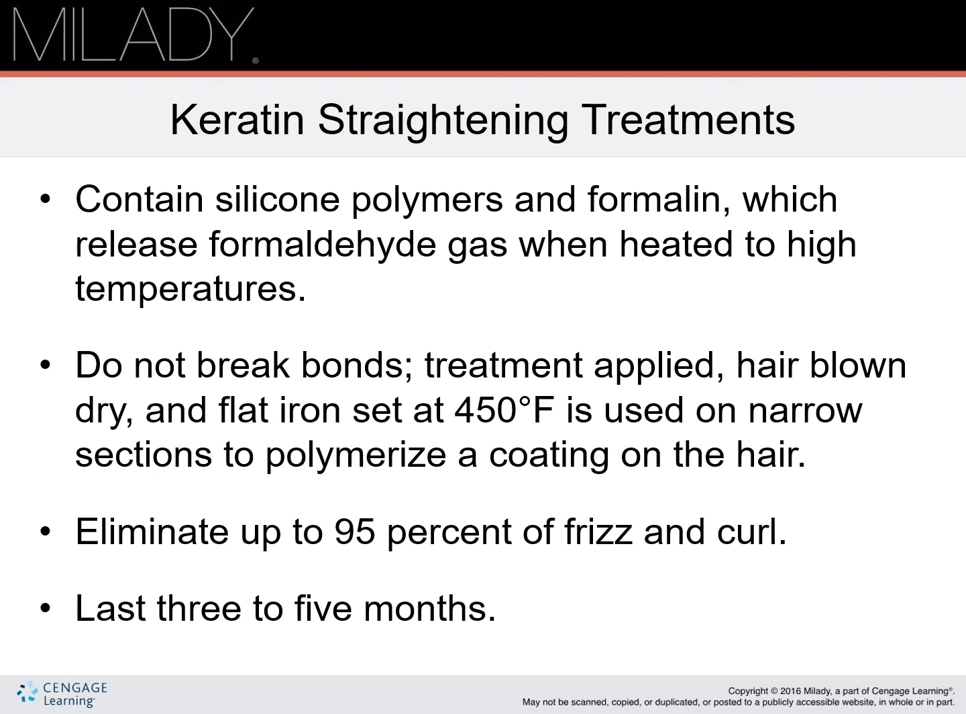So how does it work? Once the treatment is applied, the hair is blown dry and flat ironed at 450 degrees. It is used on narrow sections one by one to polymerize a coating on the hair. Each section is then flat ironed several times, and the procedure takes about 2 hours or more if you have very dense hair. You must have proper ventilation.